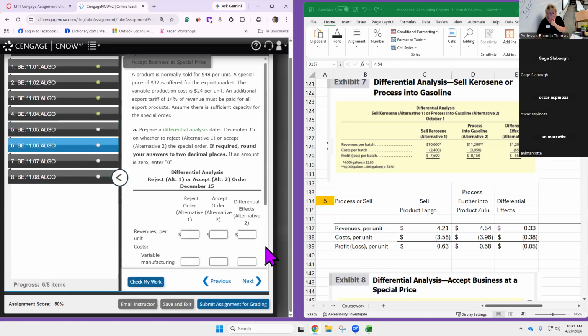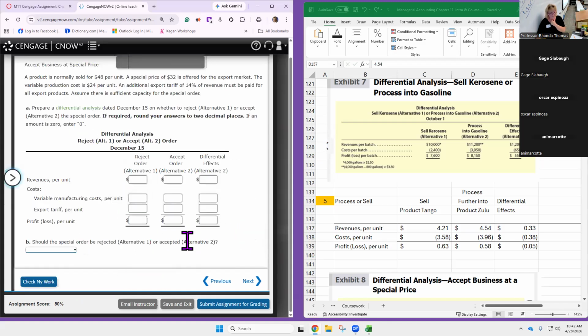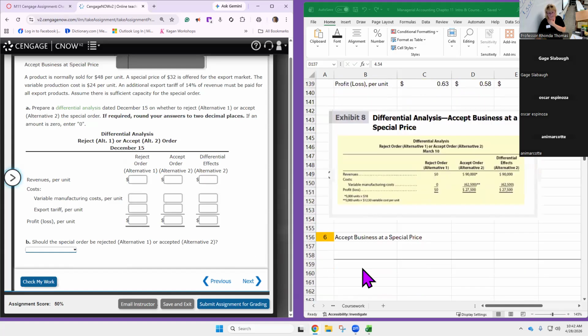Now we're going to do the last differential. This is to reject or accept a special order. Okay, special order. So you've got a nonprofit calling, wanting to buy your product at a much lower sales price. And so let's see what they tell us here. So for instance, we have revenues, costs, and profit and loss. Okay, so let's put, and then this is going to be to reject the order.